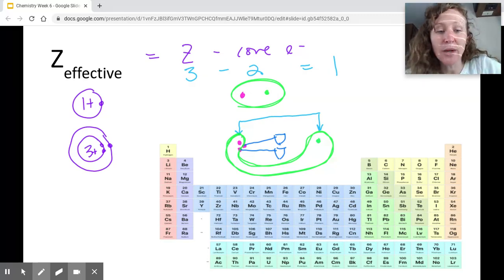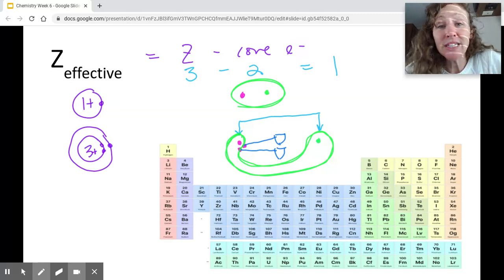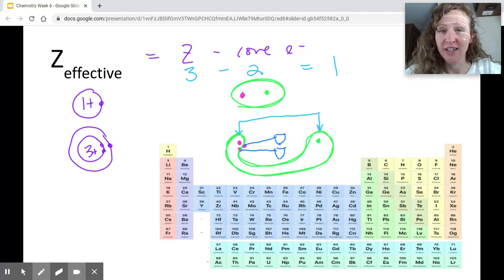So why is the radius of lithium bigger than hydrogen's? Because of this. It's really only feeling the same nuclear charge. Lithium's electron is feeling the same nuclear charge as hydrogen's electron, but it's farther away. Why is ionization energy less for lithium? Well, its 1 electron feels the same nuclear charge as hydrogen's electron does, but it's farther away.